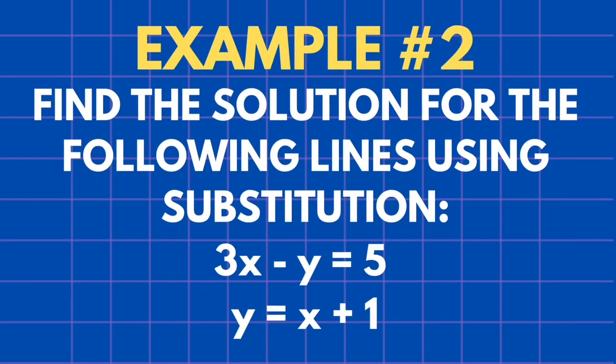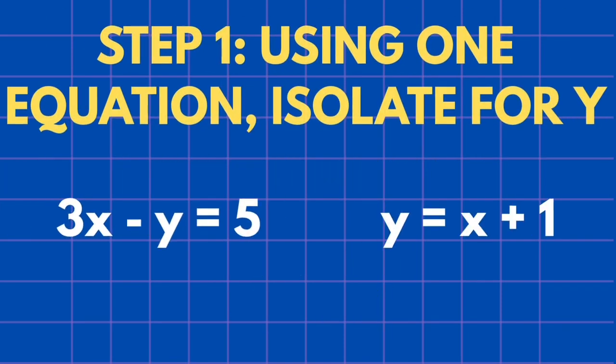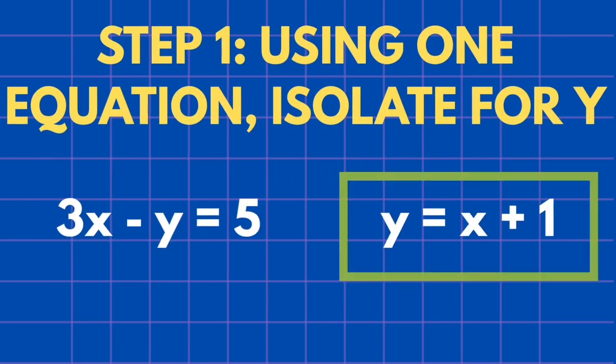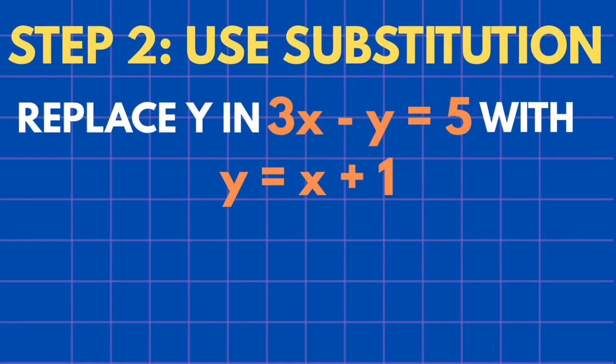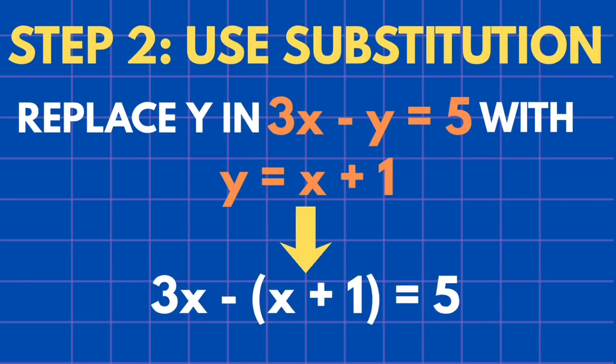Find the solution for the following lines using substitution. 3x minus y is equal to 5 and y equals x plus 1. Let's start with step 1. This time, the second equation already has y isolated, so we'll use y equals x plus 1 to substitute into the first equation. In step 2, we use substitution by substituting y in our first equation with x plus 1. When you're substituting an expression, make sure to always keep the parentheses around it. This helps prevent sign errors.